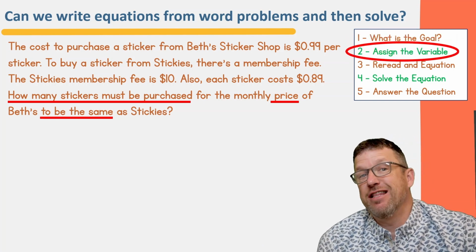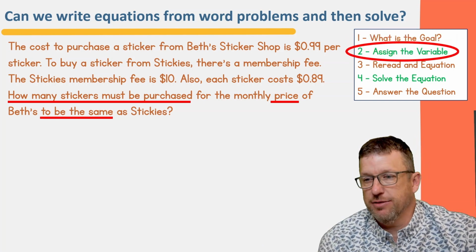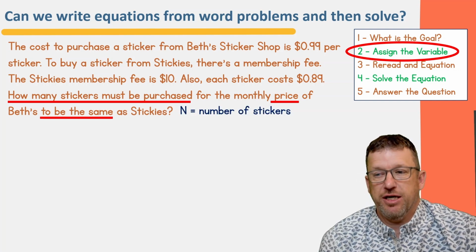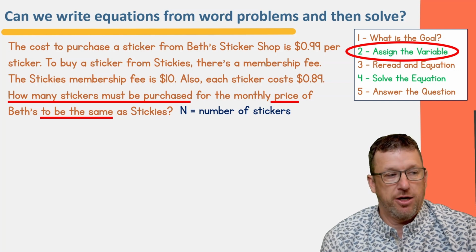Next, we're going to assign the variable. All right, so what is missing here? What's the thing we're trying to solve? Well, we want to know the number of stickers. The number of stickers is what's missing. All right, so that's our unknown.